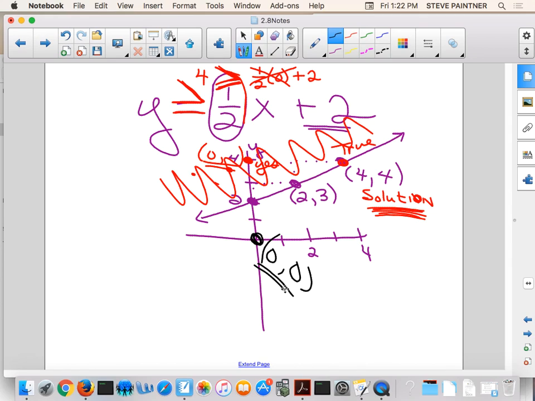Try that point. Oh, by the way, if we would have tried that point, would it have worked? No. You know what? This point is not true. It's what? False. So if you find it false, where do you shade? Opposite of it. The opposite side. Okay, good. I think you got it. That's the whole lesson. It really is.